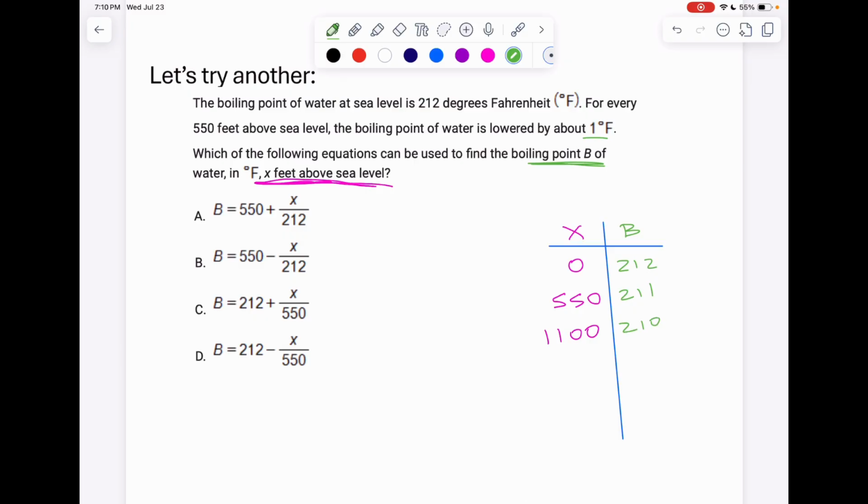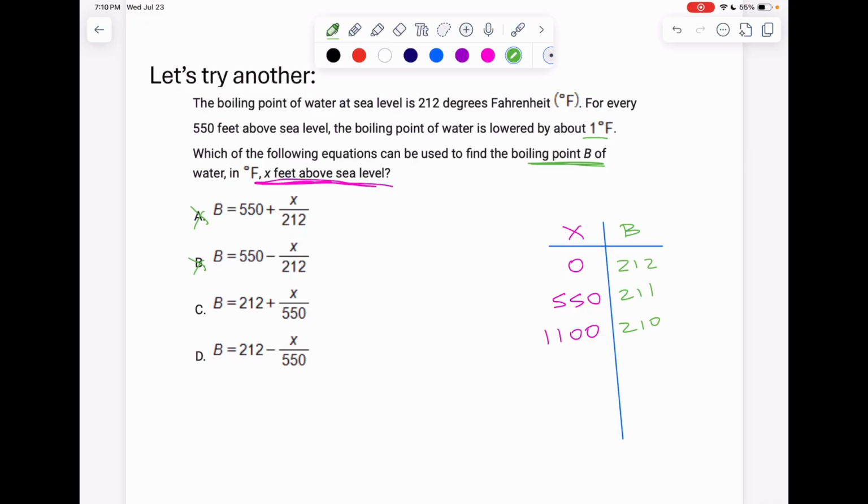So if this is the case, we have something very interesting going on. I can just try these out in the equations and see which one works. Which one do I put in a 0 and get out 212? If I put in a 0 here, I get 550. So that's not my answer. If I put in a 0 here, I also get 550. That's not my answer. If I put in a 0 here, I do get 212. And if I put in a 0 here, I do get 212. So those can stay in.